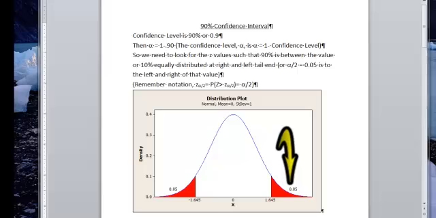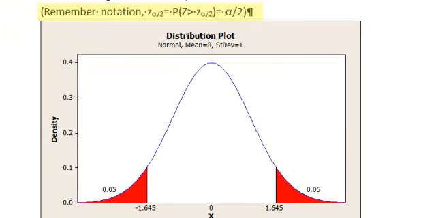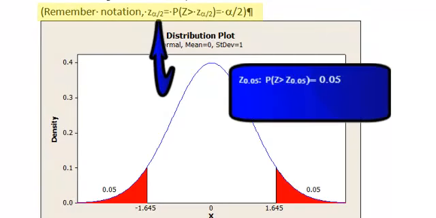Now, something that we didn't get heavy into is the notation. When you have z, a little z, and it's subscripted by a proportion, what that means is, like this z alpha over 2, so in our case it would be z 0.05. What that means is find the z value such that 0.05 of the data values will lie to the right of it. That's what that always means. It's the probability z is greater than z, and whatever that subscript is, that probability equals whatever the subscript is.